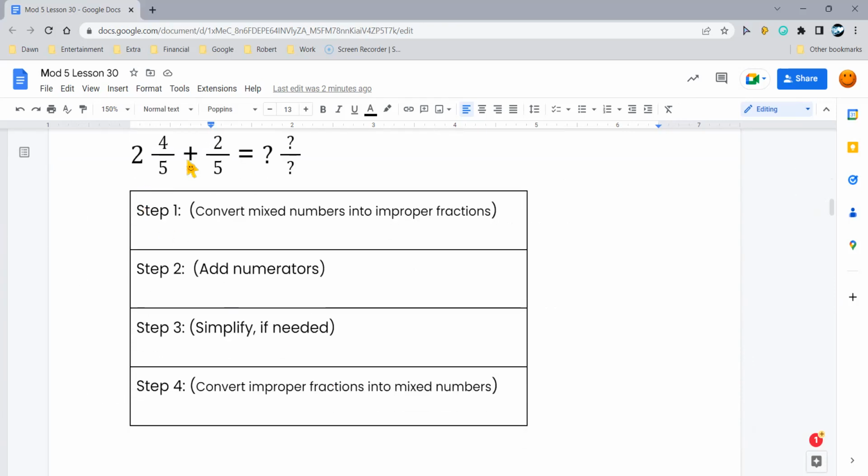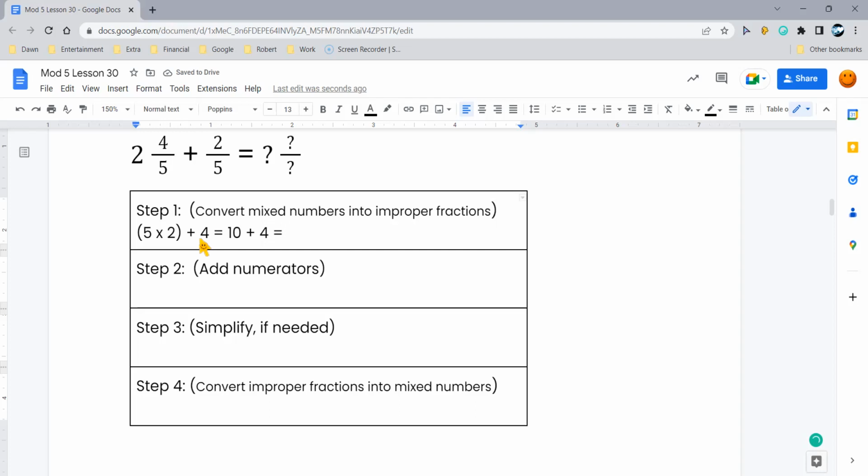Let's go look at an example, you guys. We have 2 4/5 plus 2/5. So I'm going to convert this mixed number into an improper fraction. I know I take my denominator and multiply by my whole number. Now remember, my denominator is 5, my whole number is 2, and I add my numerator, which is 4. First I do 5 times 2, which is 10, and my numerator I bring along. I don't add quite yet.